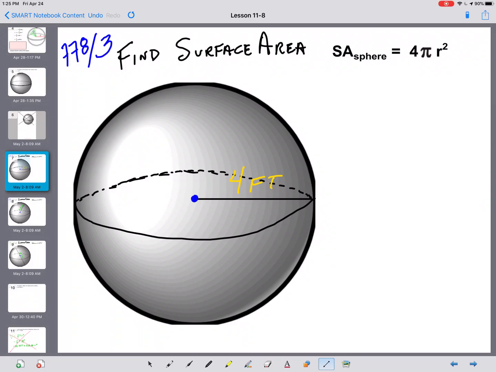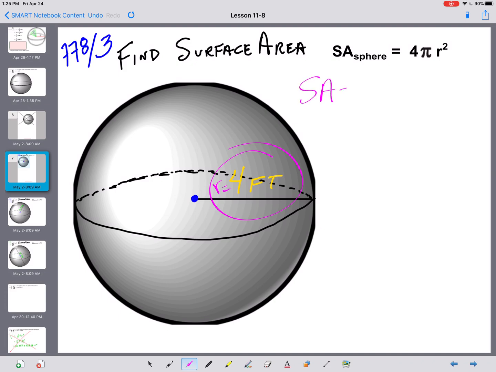This is going over geometry homework, page 778. Let's start here. We've got number 3. It just says, find the surface area. They give us the radius. So let's do it.